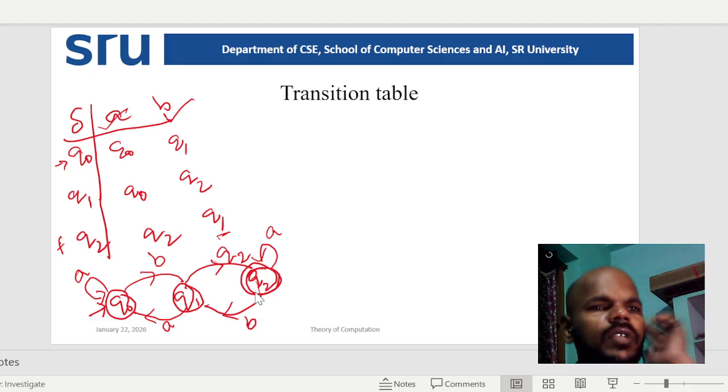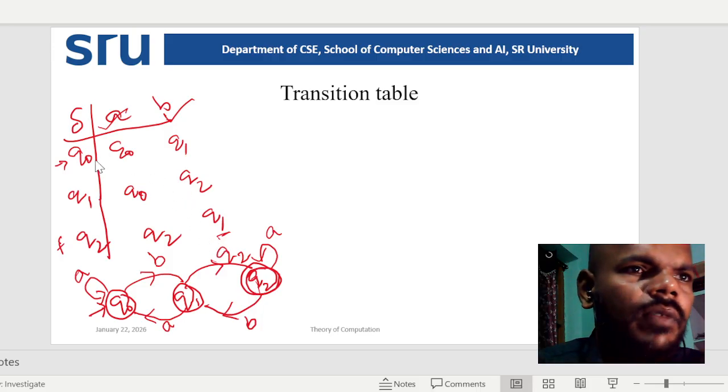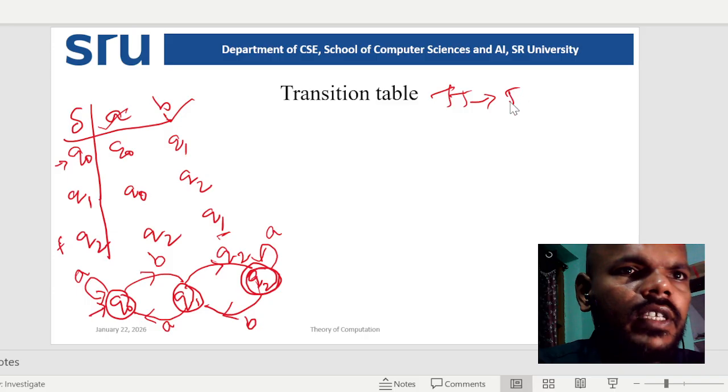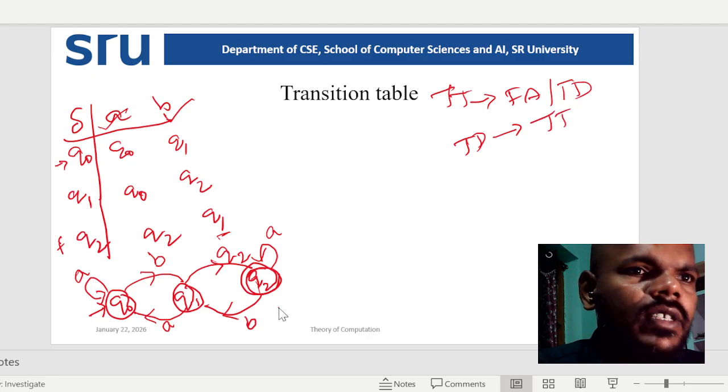Right. So now construction of the transition table is completed. Similarly, as we already discussed, if a transition table is given, we construct the finite automata or transition diagram. If a transition diagram is given, we construct the transition table. We will see the same example so that you will understand it better.